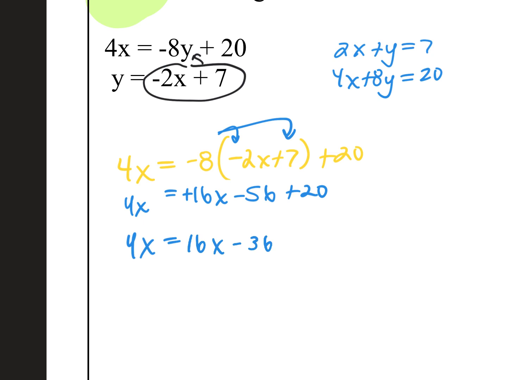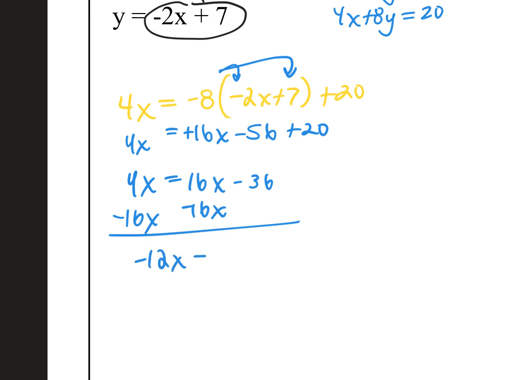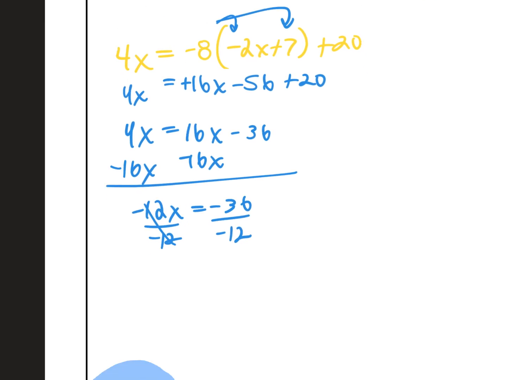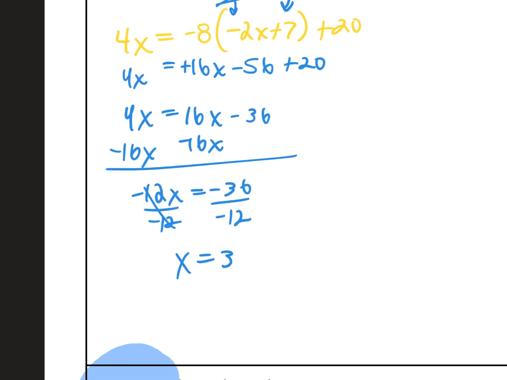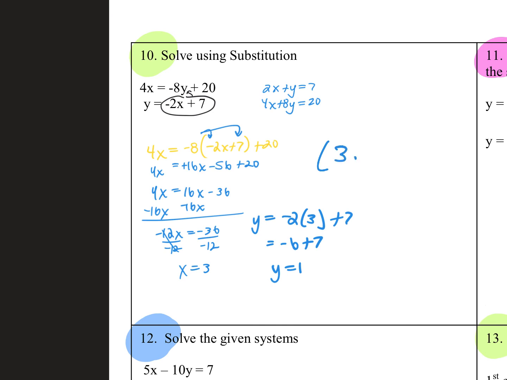Now what? Let's subtract the 16x, okay? So you get negative 12x equals negative 36. Divide by negative 12, and x equals 3. Perfect. How do you figure out what y equals? Plug it back in. Plug it into the one that says y equals. So negative 2 times 3 plus 7. Negative 2 times 3 is negative 6, plus 7 is y equals 1. So your answer is 3, 1.